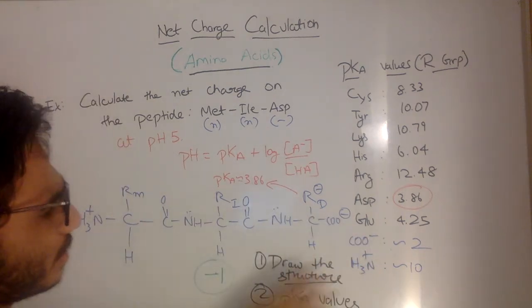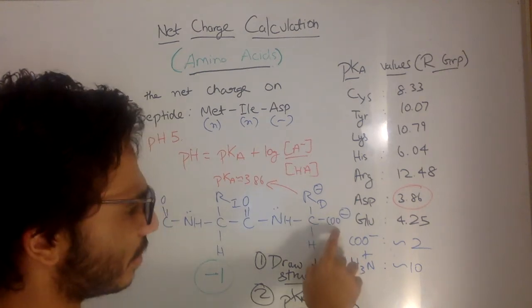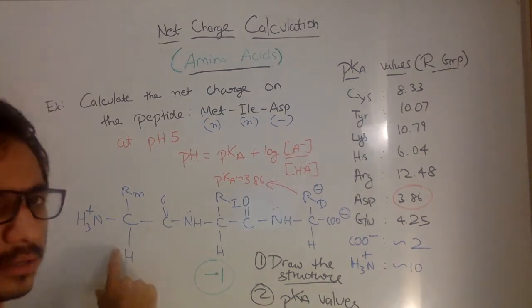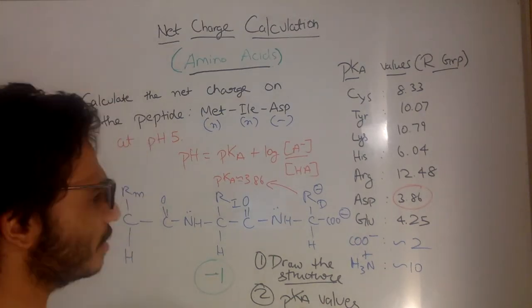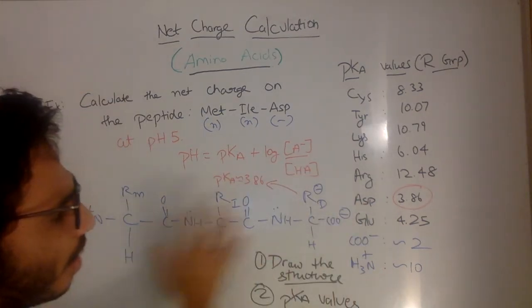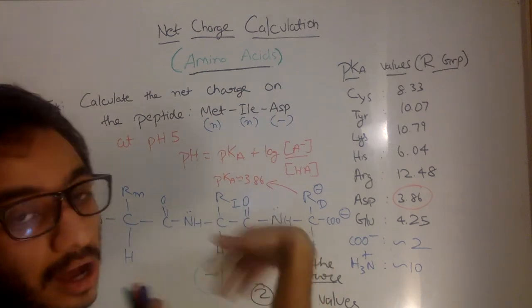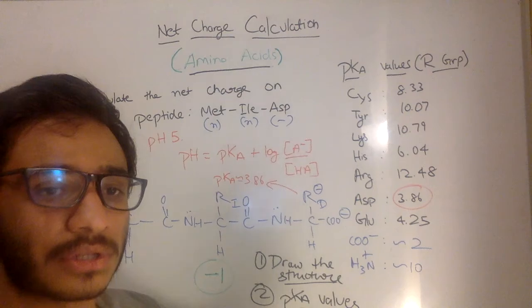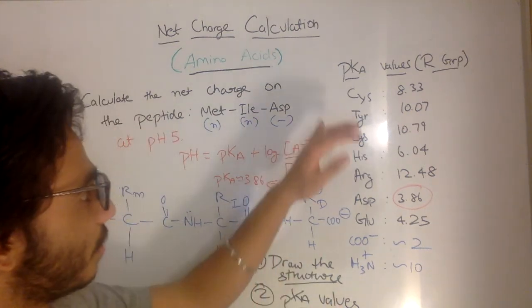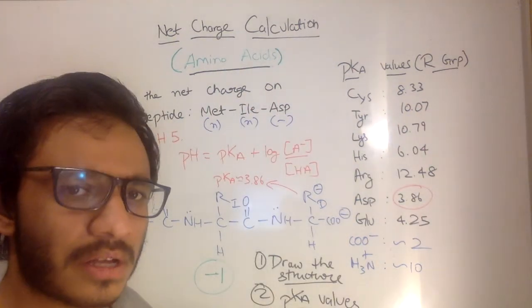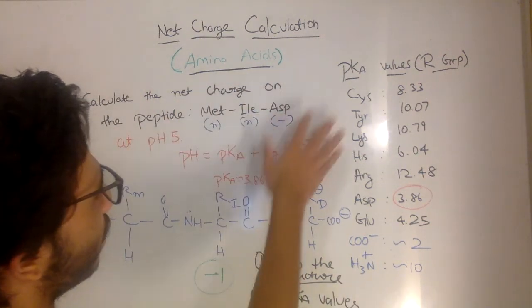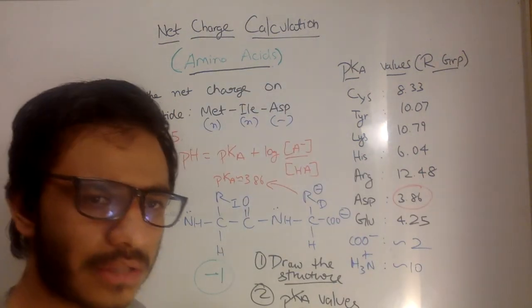Then in any peptide, as I told you, you'll only consider one C terminus and one N terminus. So the problem in that case becomes very easy, and after that you only need to take care of the R groups present. So that's it. We'll also look at the calculations for more complex amino acid peptide sequences. In another video, I'll show you how to calculate the net charge on, let's say, a 5 or 6 amino acid peptide sequence.